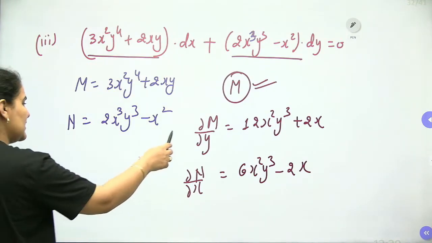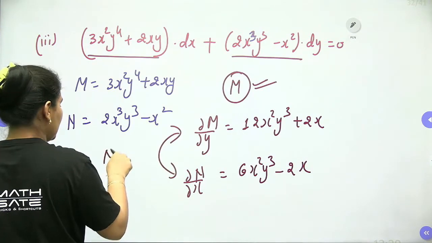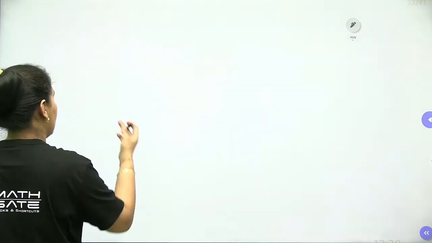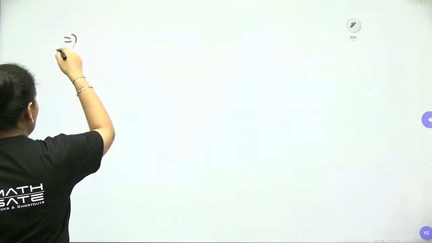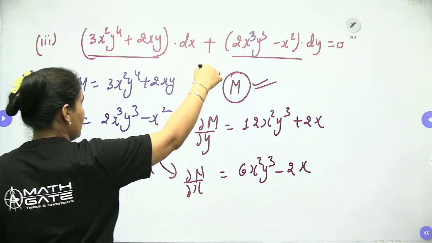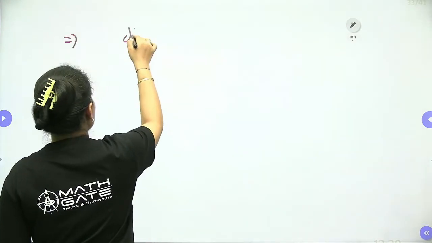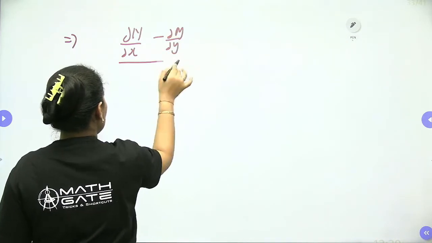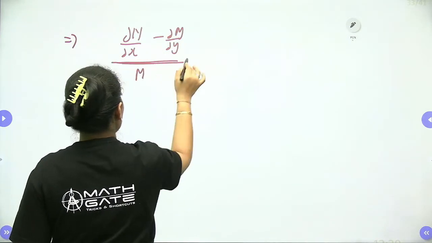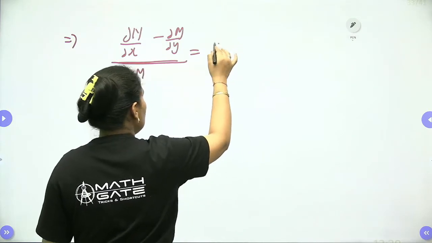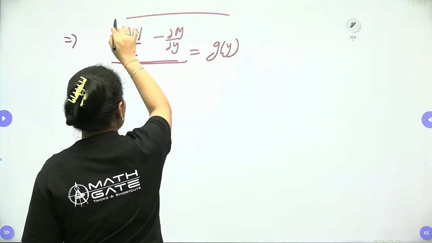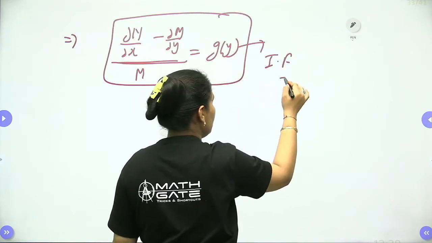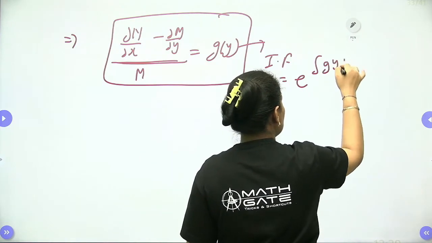It's clearly seen that these two things are not equal, hence it is non-exact, that we can conclude already. That's why we are finding the integrating factor. So as I am going to divide with M, my first term will be (del N by del x minus del M by del y) divided by M. If I divide with M, then I have to make sure I get a single function of y only. Then only I can go for the integrating factor, which is e to the power ∫g(y) dy.